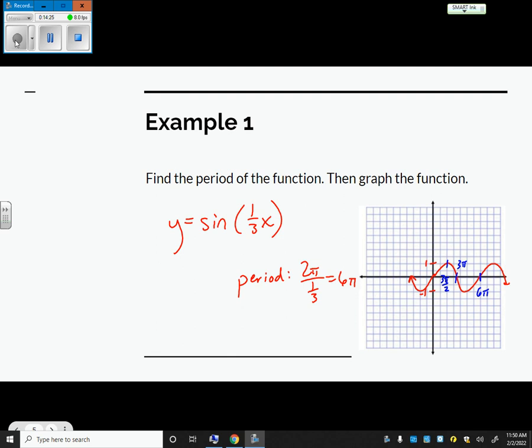Hopefully you found that the period was 6 pi. And sure enough, what I did was, remember, sine's going to start right here at the origin. By the time I completed one full hill and one full valley, got back to where I started, boom, I'm at 6 pi. All right. So this would be good enough. We're going to get more details on this on the next video. But for right now, this would be something that would be great to practice.